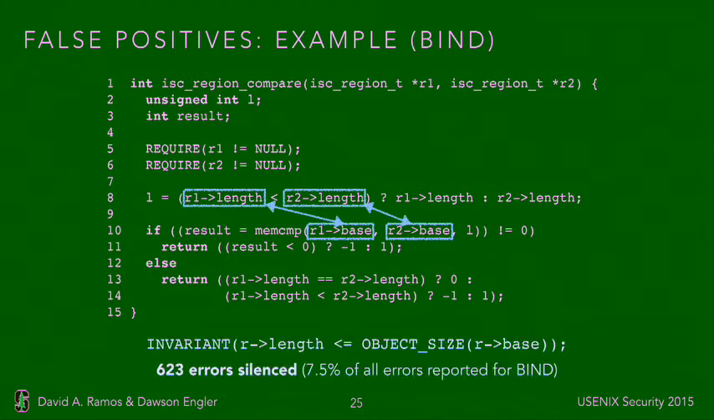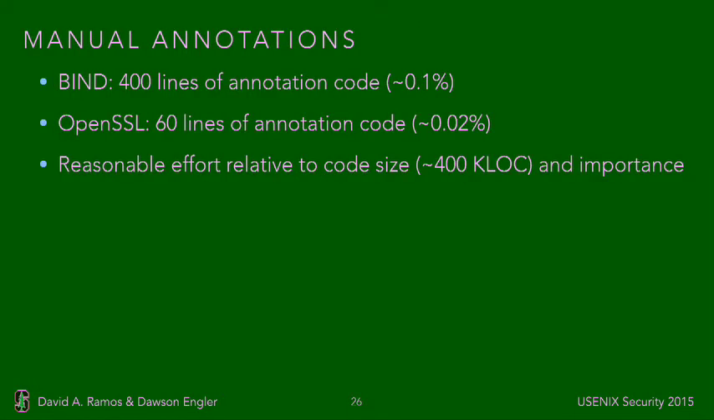And so we silenced this false positive with a simple one statement here, the invariant that the length of one of these memory regions is less than or equal to the size of the object pointed to by the base pointer. And so this one line applies to all instances of this data type, isc_region_t, everywhere in the code base. So we only had to specify this once, and it silenced 623 errors, which was about 7.5% of all of the errors that we found for BIND. In total, we wrote about 400 lines of manual annotations for BIND and about 60 lines for OpenSSL, which we believed was reasonable effort relative to the sizes of the code bases and their importance.